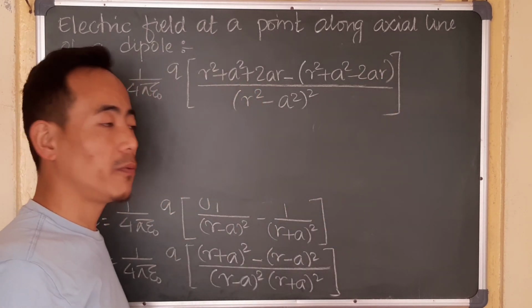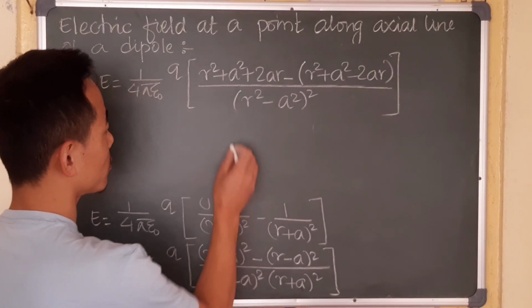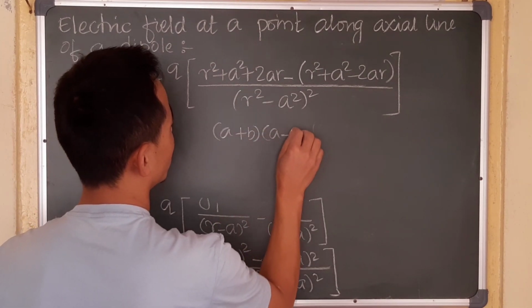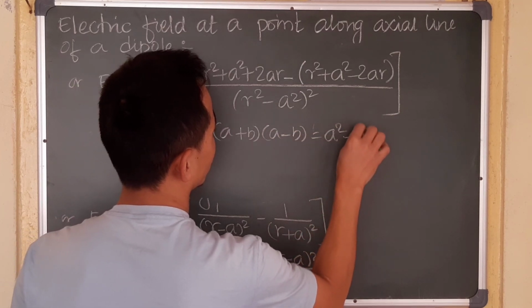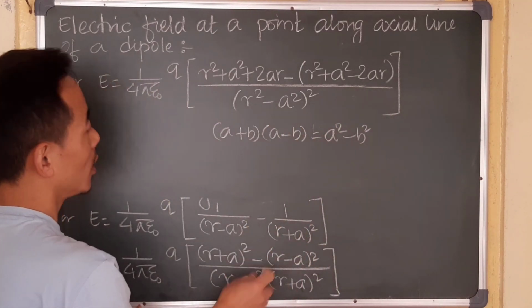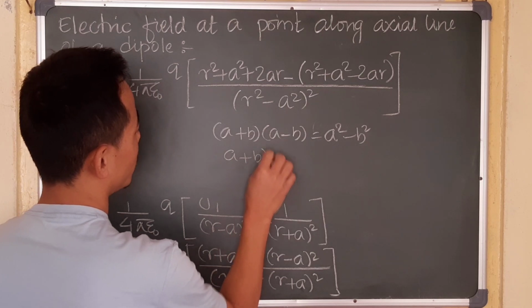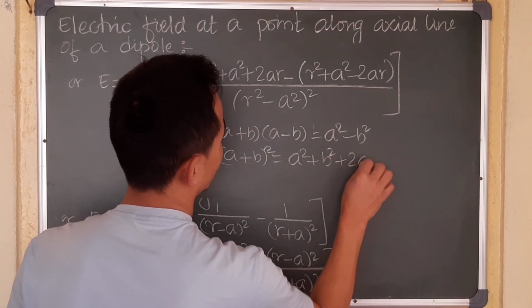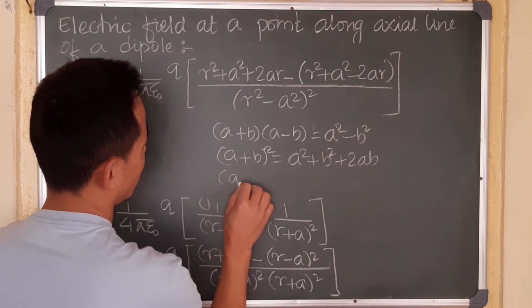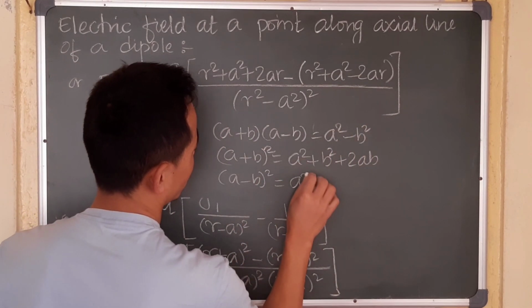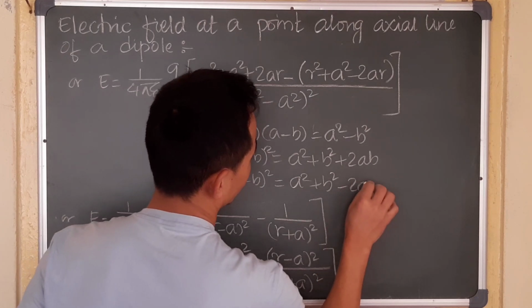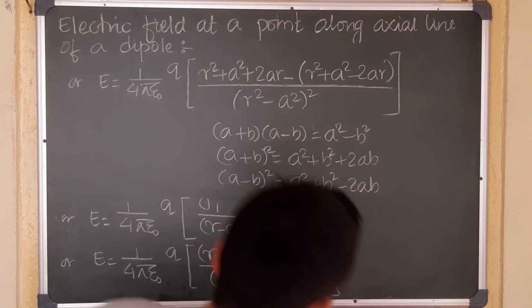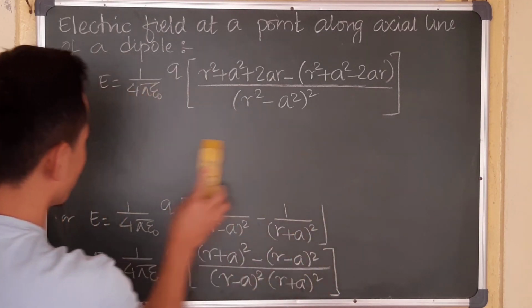So we have used three formulas here. One is a plus b into a minus b is equals to a square minus b square in the denominator. And in the numerator we have used a plus b whole square as a square plus b square plus 2ab, and a minus b whole square as a square plus b square minus 2ab. So I hope up to this it's clear. Now let's further simplify this equation.